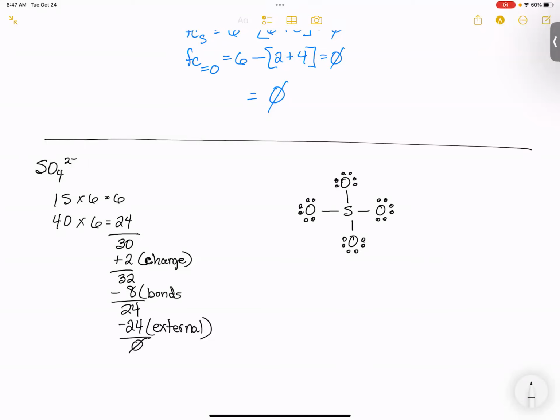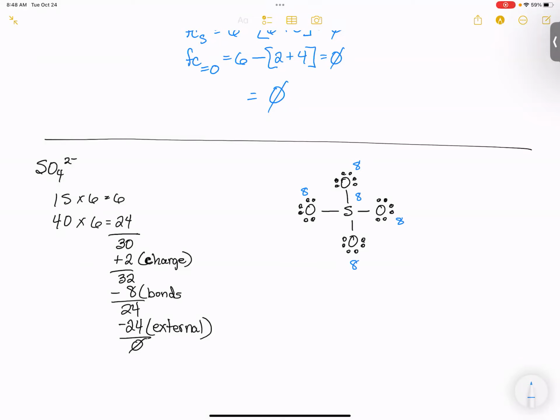When you hit 0, you ask, does everybody have an octet? And the answer to this question is yes, everybody has an octet, because sulfur has 8. Oxygens have 6 within the lone pair and 2 in the single bond. So it has 8, and that is true for all of our oxygens. So we have an octet. Unlike sulfur trioxide, we're already at an octet.